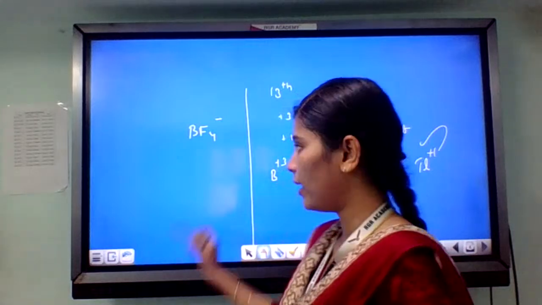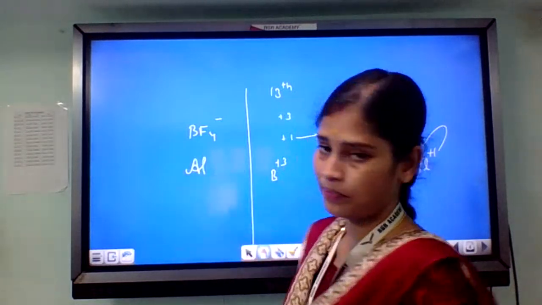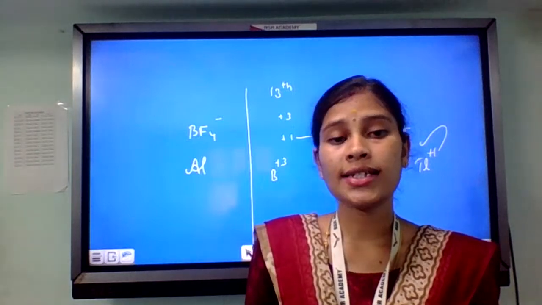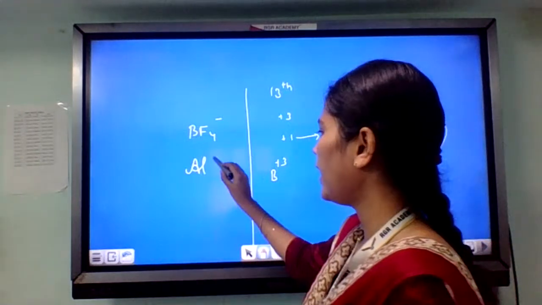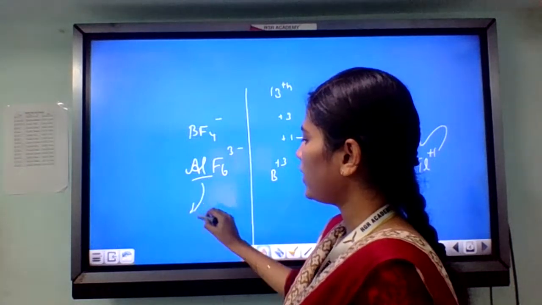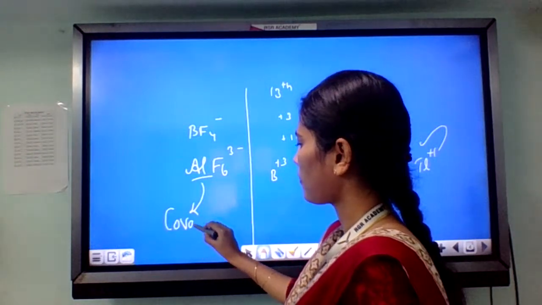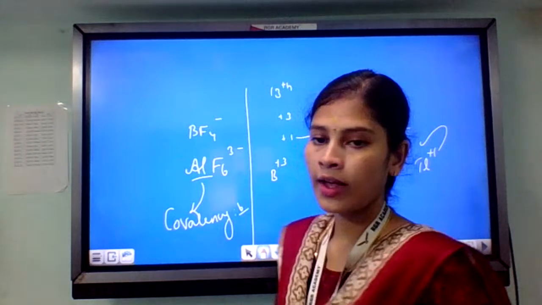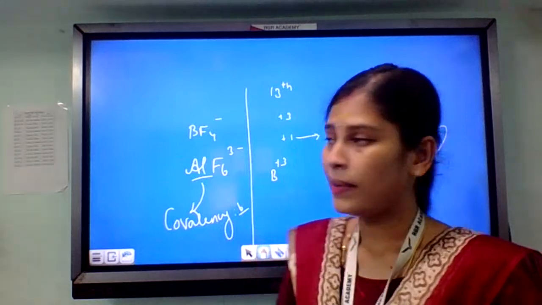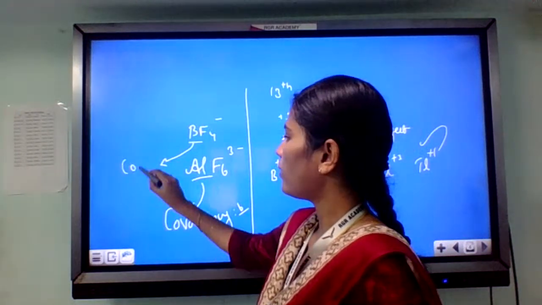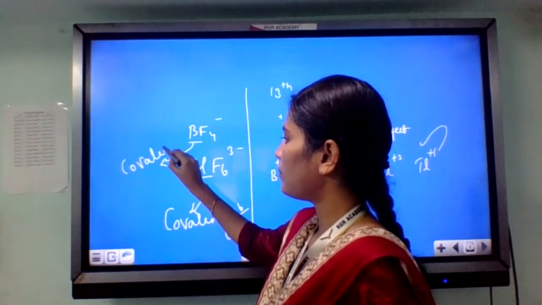But for the remaining elements, if I talk about aluminium, aluminium can extend its covalency up to 6, AlF6 3 minus. So here the covalency is 6, but for boron the covalency is only 4. It's due to the non-availability of the d orbital.